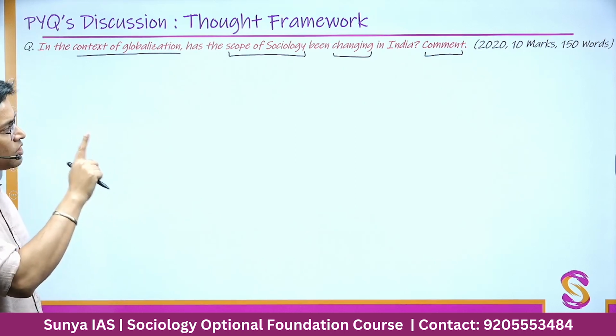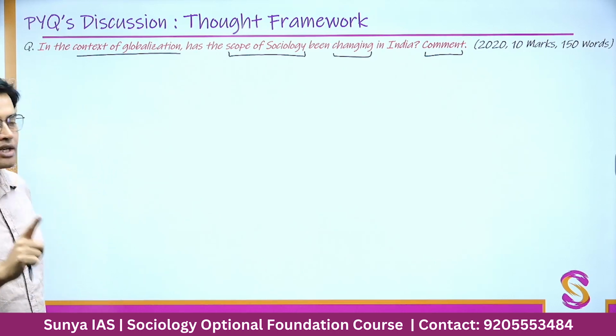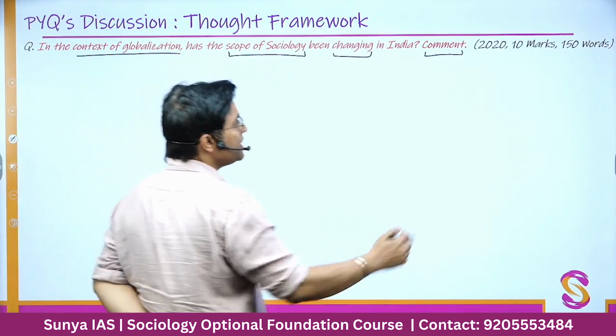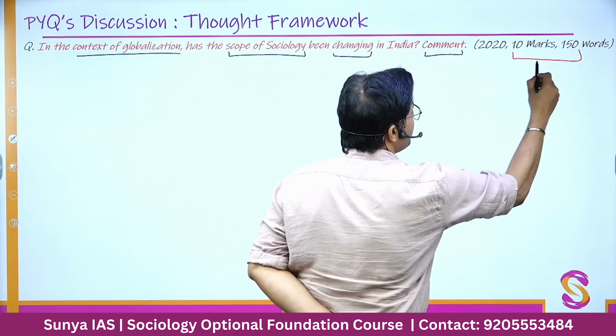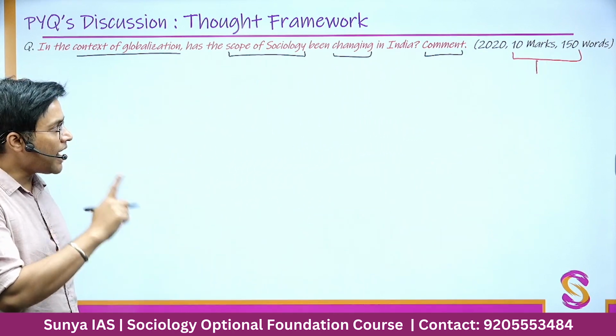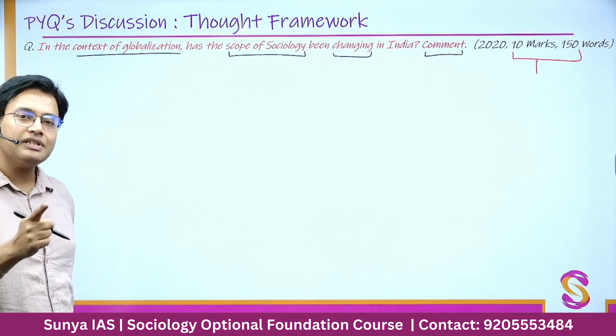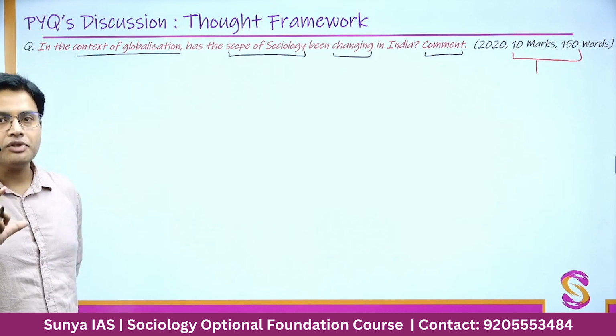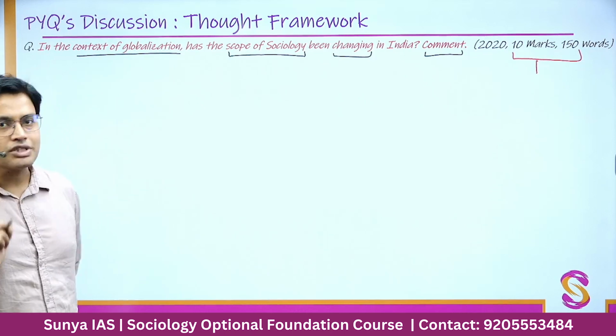And this question was asked in 2020, a 10 marker with a 150 word limit. So whenever we have a 10 marker, you have to be very careful because you cannot beat around the bush. You have to write the content as per the demand of the question within a very specific word limit of 150 words. So you have to hit the bullseye.